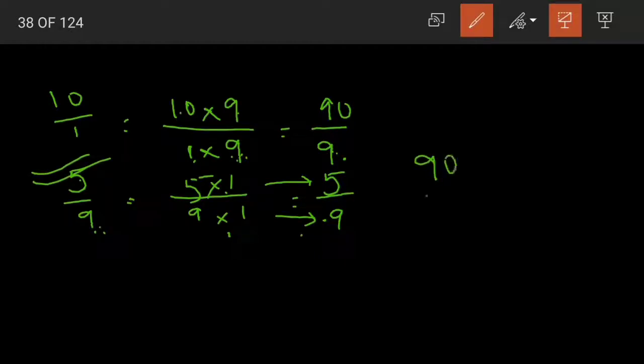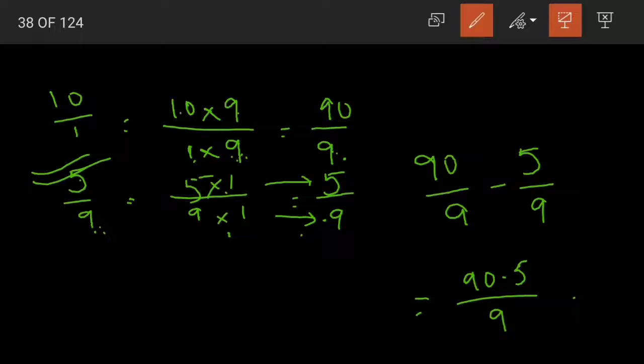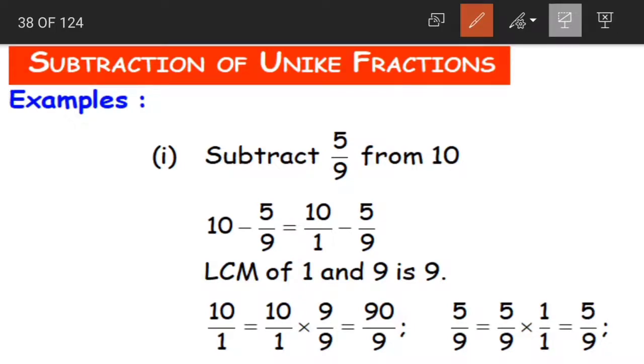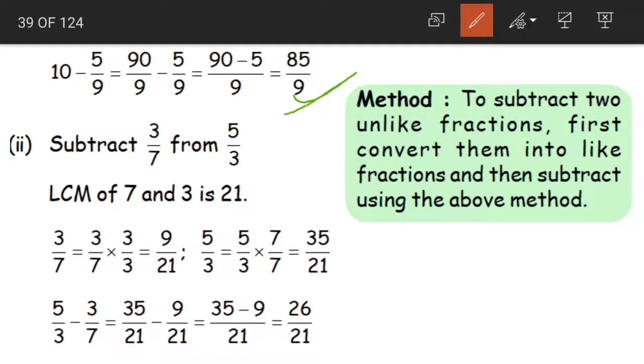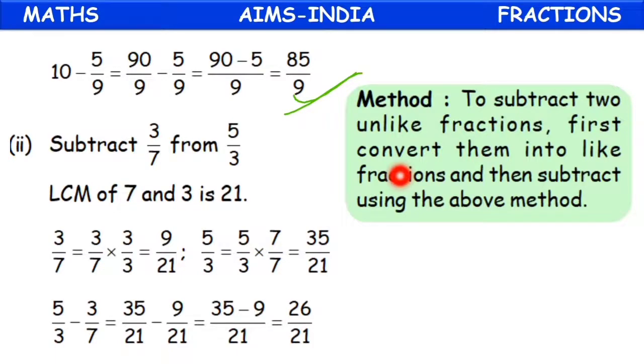Now what are our fractions? 90 by 9 minus 5 by 9. Yes, children, how will we subtract? Subtract the numerators divided by the common denominator. 90 minus 5 is equal to 85 divided by 9. Clear, children? It is just the same method that we follow. See, 85 by 9. It is the same method that we follow for both addition and subtraction of unlike fractions, like fractions, mixed fractions. Be it anything, we'll follow the same method.